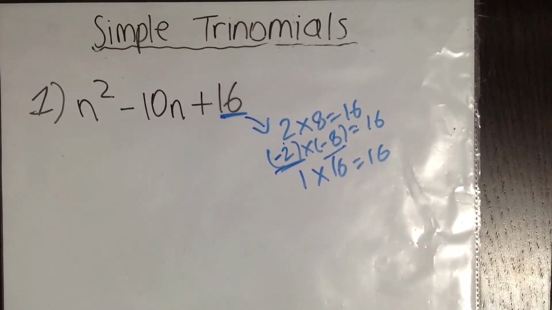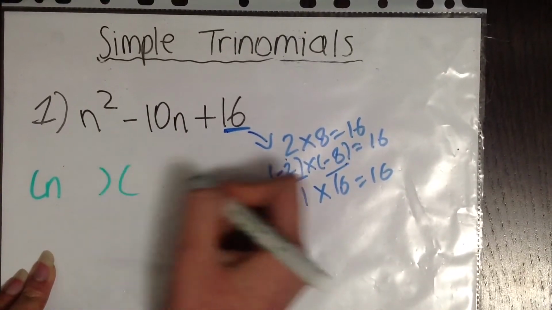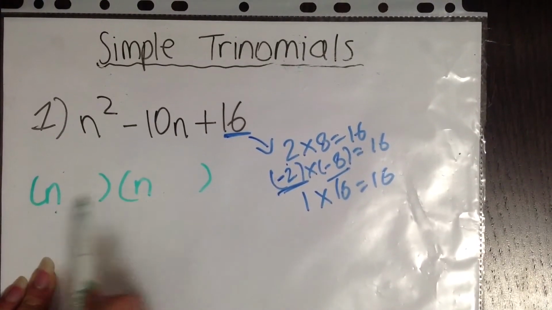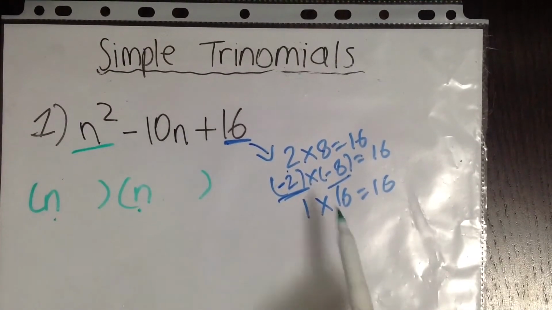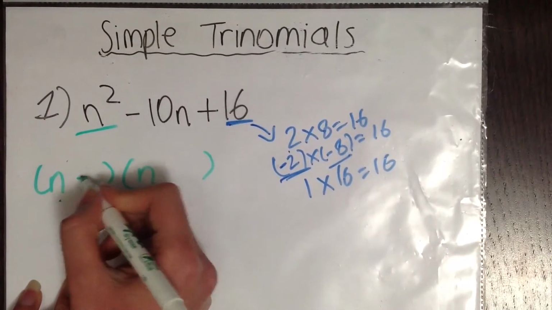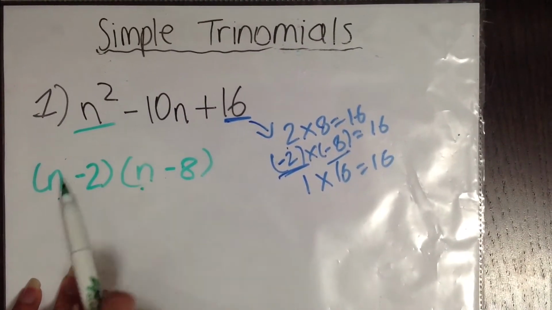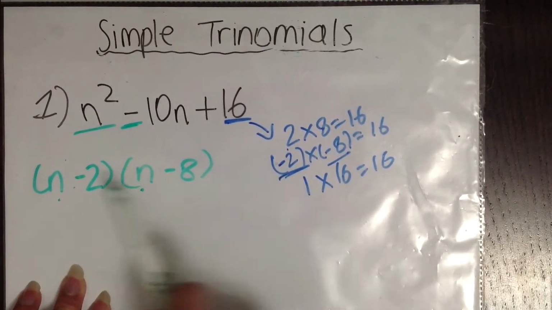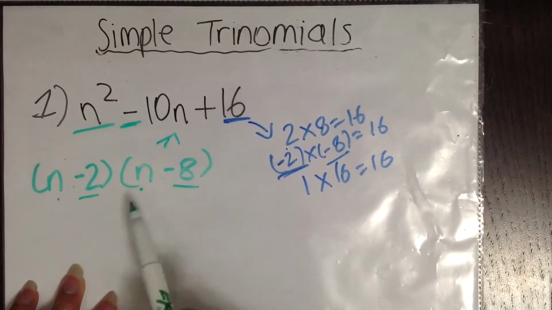So now that you have your two numbers, you want to make two brackets and write an n in both since the first term says n squared. And when you multiply n times n, you get n squared. Next, you want to look at the two numbers that you chose that add up to a -10, and you just want to write those in the bracket, which are -2 and -8. They add up to a -10 and they also multiply to give you a +16.